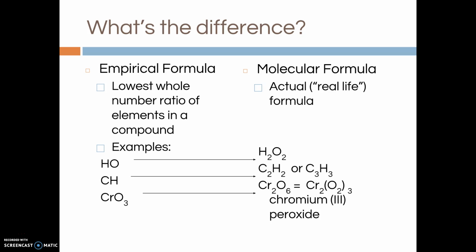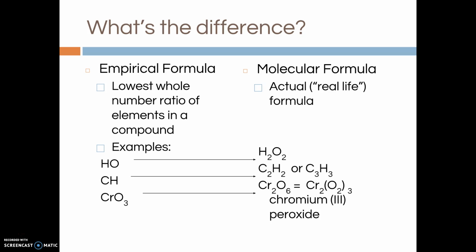H2O has an empirical formula, looking to the left, the lowest whole number ratio of elements, to be H2O also. There are 2 H's for every 1 O. This is a 2-to-1 ratio. So, that's not always the same for every compound. The real-life formula isn't always the same as the empirical formula.